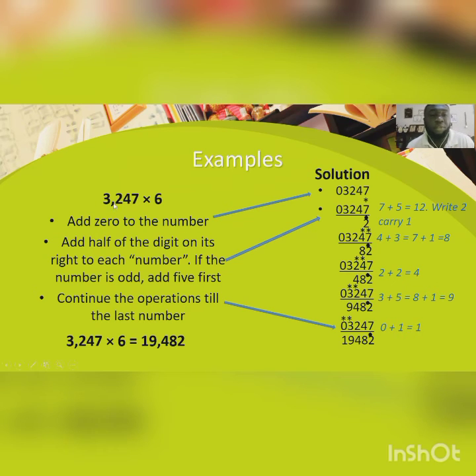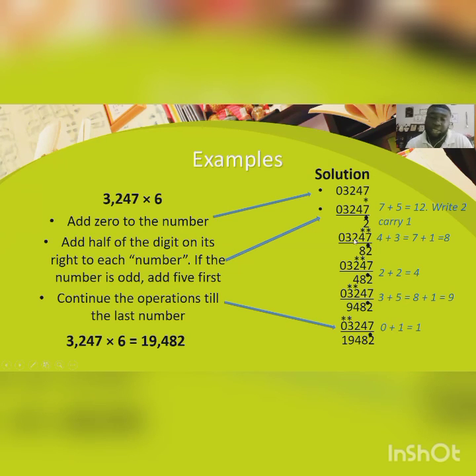We have 3,247 multiplied by 6. The first thing we do is add 0 to the number. Then we go to the last digit. Now watch this. There is no neighbor. So what's going to happen to 7? Because it's an odd number, we have to add 5. So 7 plus 5 gives us 12. We write down 2 and carry 1. Now, 4 plus, the half of 7 in this case is 3. So 4 plus 3 is 7. 7 plus the 1 which you carried gives us 8.